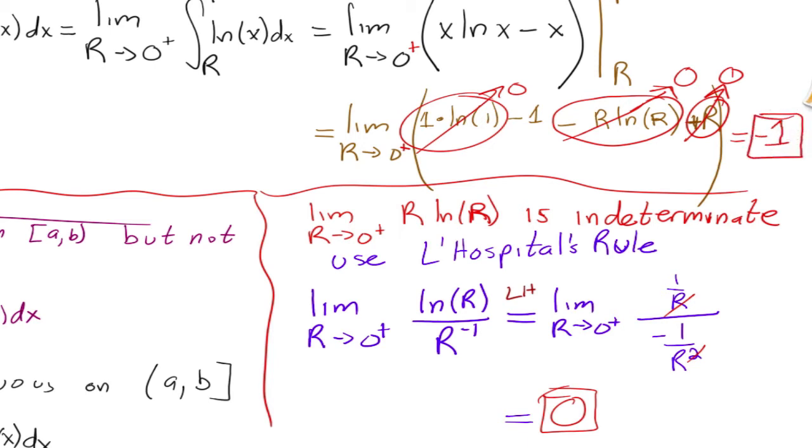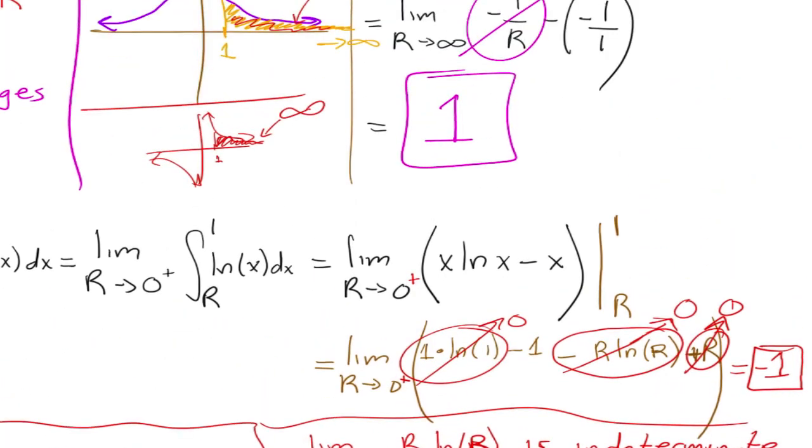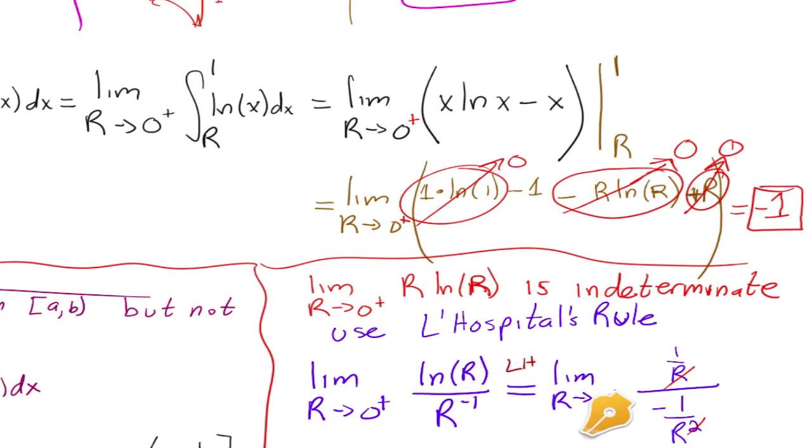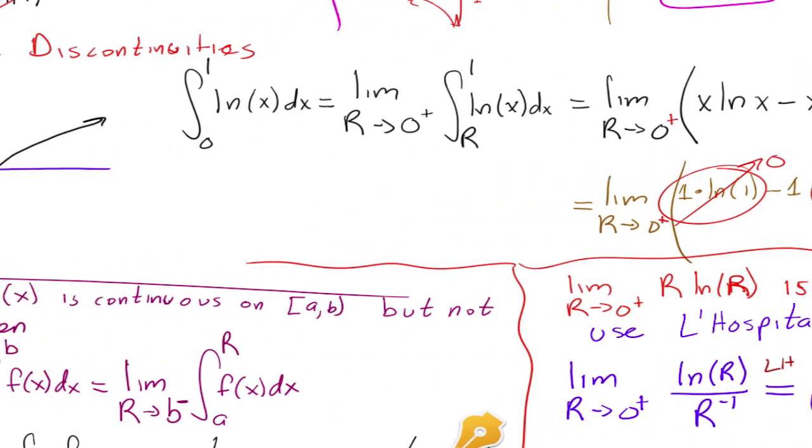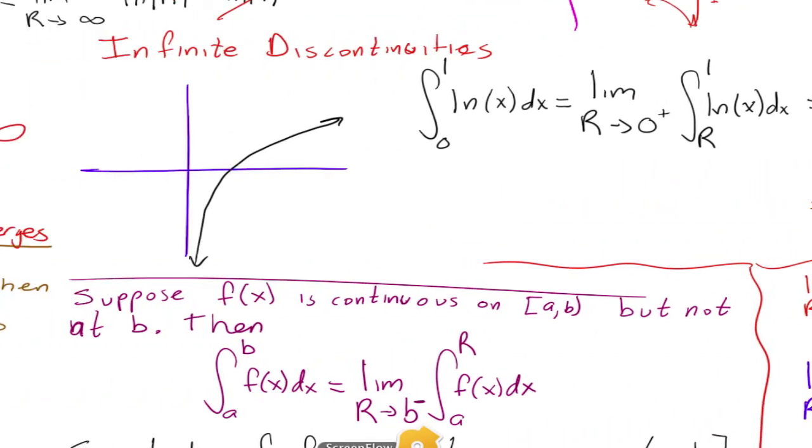Negative one. That's the area under. And why is it negative? Wait, where's my graph here? There it is. It's right there, right? All that right there. That is negative 1.